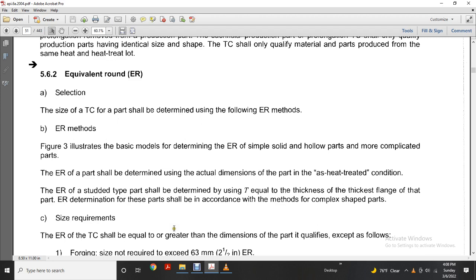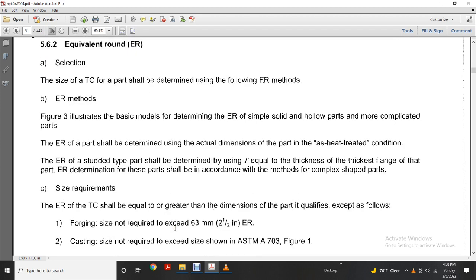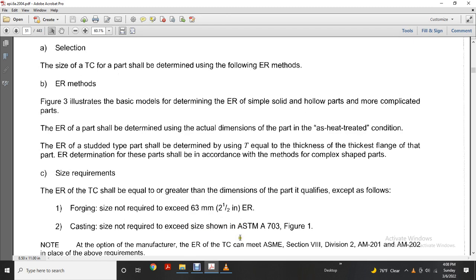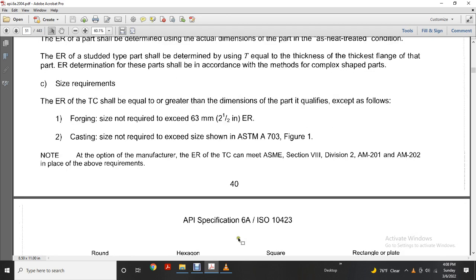The method applies to complex shaped parts. Size requirement: the equivalent round of the test coupon shall be equal to or greater than the dimension of the part it qualifies, except that the valve forging size shall not exceed 2.5 inches. The equivalent round casting size shall not exceed that shown in ASTM A703 Figure 1.